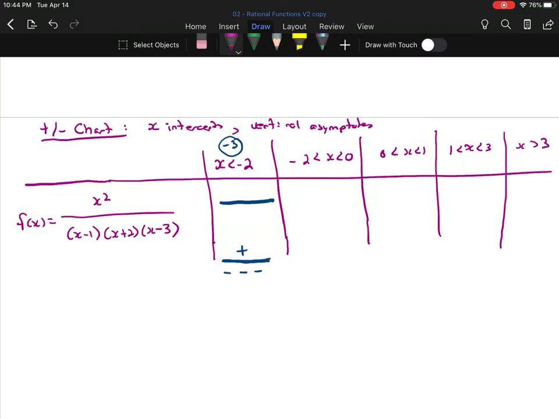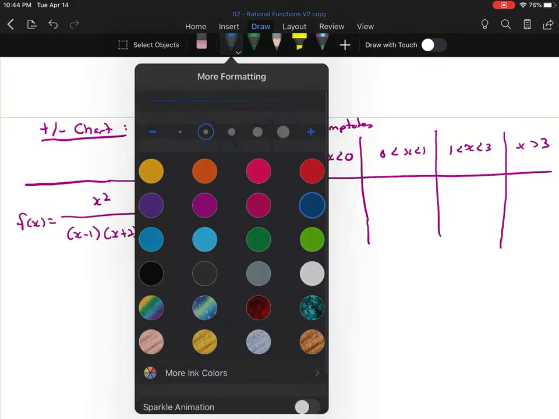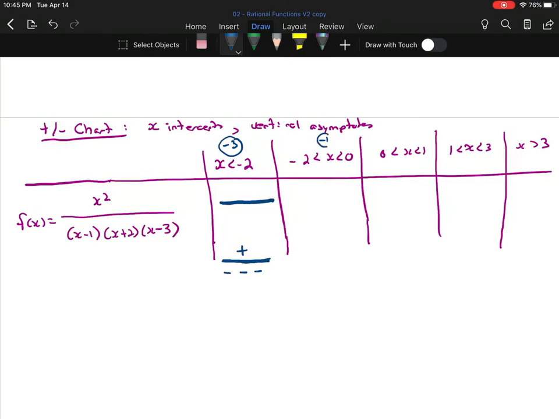Next, between negative 2 and 0, I need a representative number in there. Back to my blue. Careful here. I'm going to use negative 1. When I put negative 1 into the numerator, I go negative 1 squared. That's going to be positive. The denominator is going to be, let's see, negative 1 minus 1 in the first factor, I get negative. Negative 1 plus 2 in the second factor, I get positive. And negative 1 minus 3, I get negative. The denominator is going to come out to be positive.